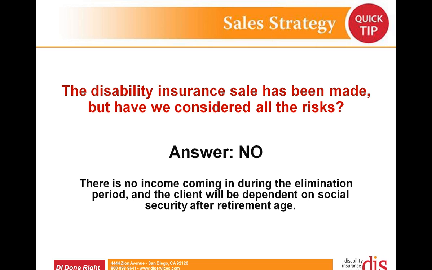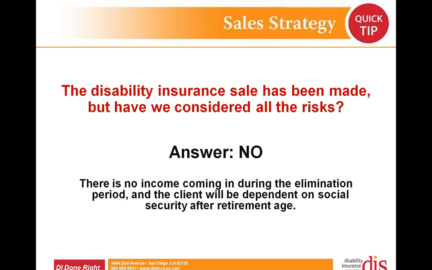We're going to use critical illness on the front end, and then on the back end, we're going to protect them with some retirement security planning. So here's where I'd like you to start. You've made the sale of the individual disability policy, but have you considered all the other risks? And the answer to this question is no. What do I mean by that? Well, let's think about it for a second.